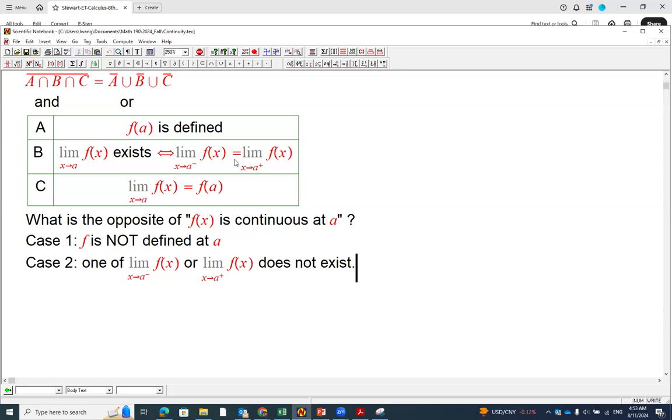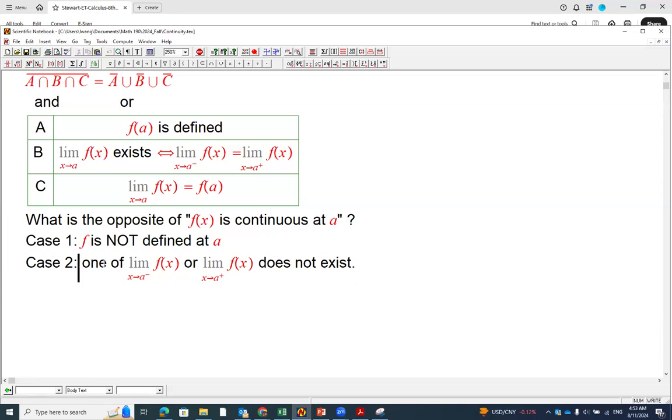It could be that the limit from the left does not exist, and then this will not be true and this will not be true. It could be the limit from the right does not exist, and therefore this will not be true and that would not be true. So that's two cases by itself.